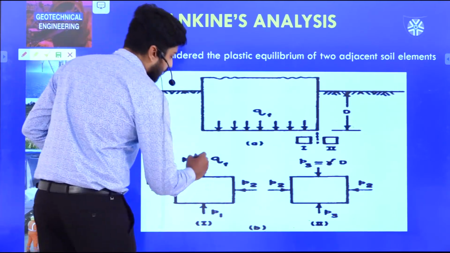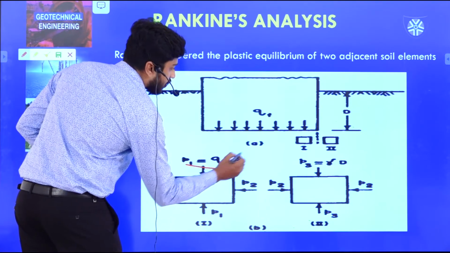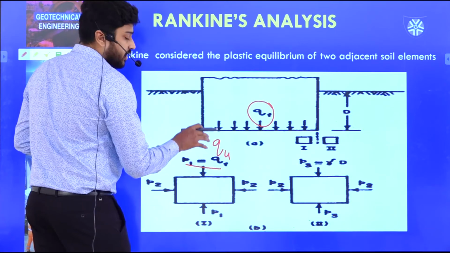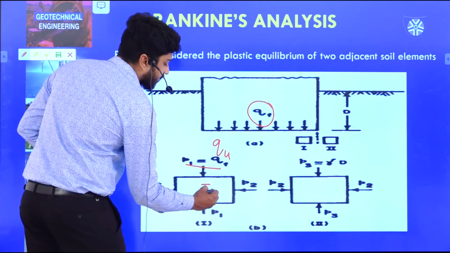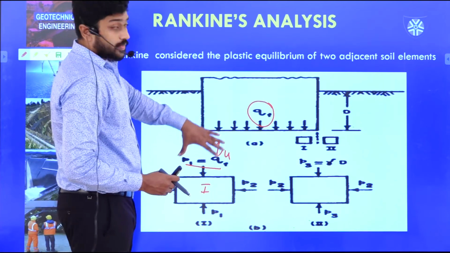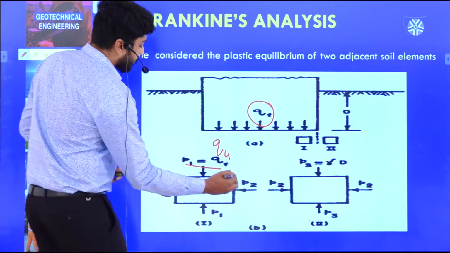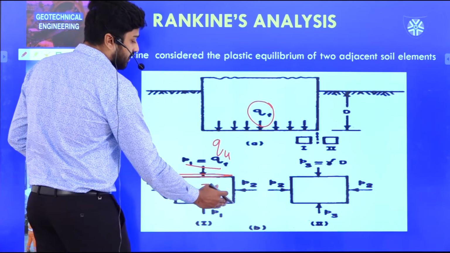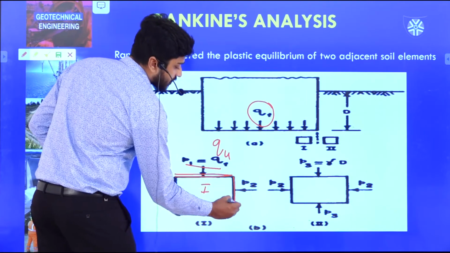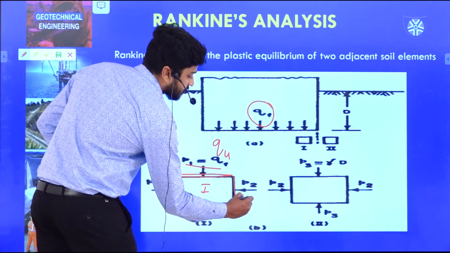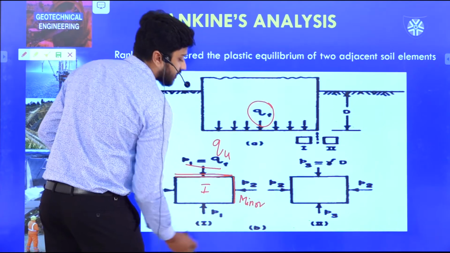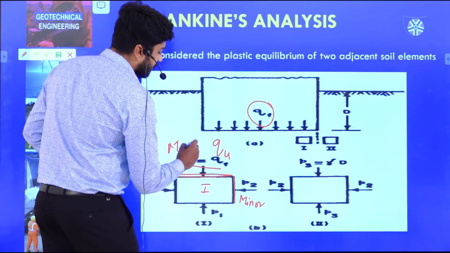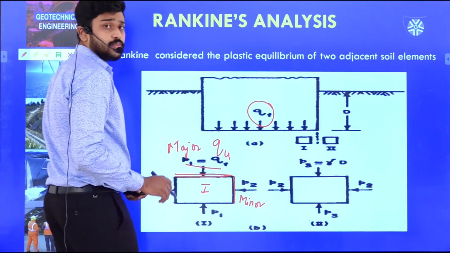For this particular element, because of this surcharge load Q, it is acting vertically on element number 1. So this is the major stress here. That is why this particular plane is known as the major principal plane, and the other plane is given by the minor principal plane. This is the minor principal plane, and the stress which is acting is the minor principal stress, and here it is the major principal plane, and the stress which is acting is the major principal stress.